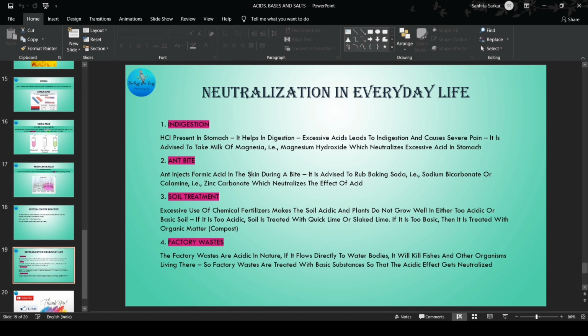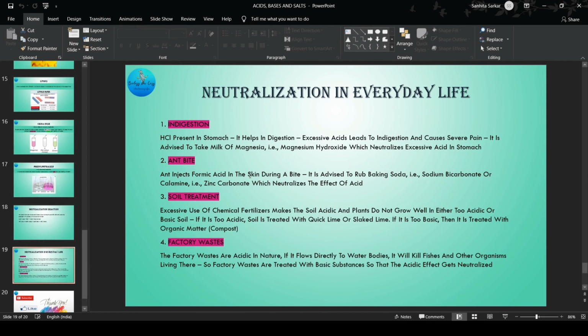Another example is soil treatment. Excessive use of chemical fertilizers makes the soil acidic, and plants do not grow well in either too acidic or basic soil. If it is too acidic, soil is treated with quicklime or slaked lime. If it is too basic, then it is treated with organic matter.